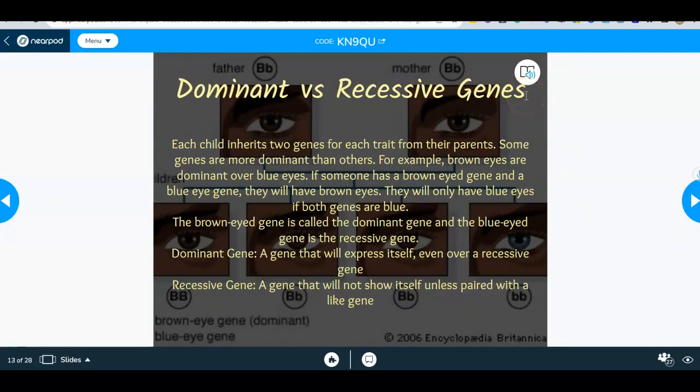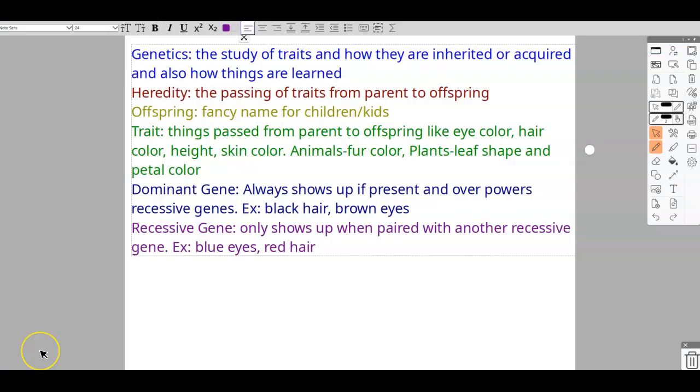Dominant versus recessive genes. Dominant genes are always going to show up if you have it. For example, brown eyes, brown or black hair is dominant. If you have that gene, it is going to show up. There is no other way around it. It always overpowers the other one. The only way that you're going to see the recessive gene is if the recessive gene is also paired with another recessive gene. They have to be paired together in order for them to show up. And I'll take some time and kind of show you the math version of that here in just a moment. But dominant and recessive genes are very important.